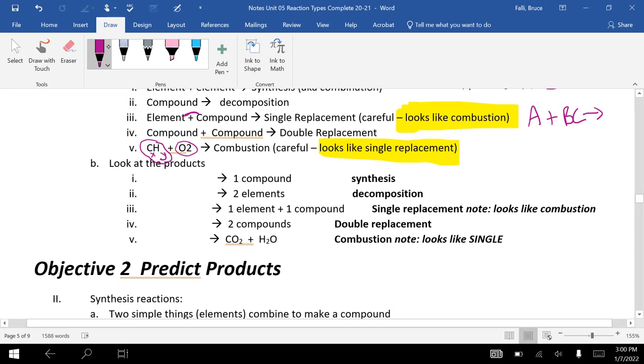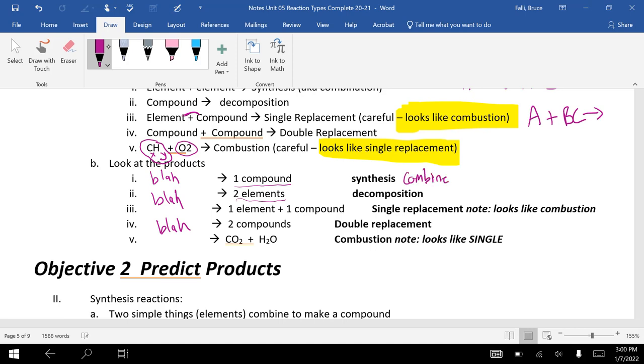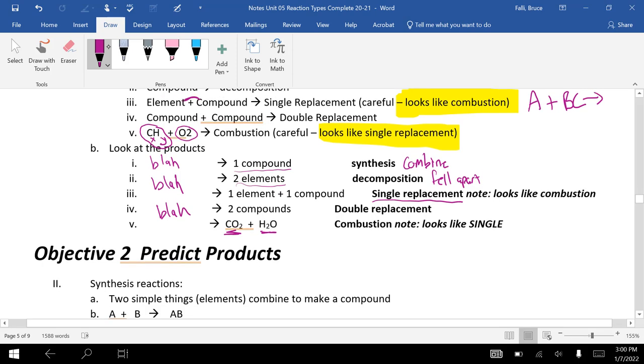All right. Another way to identify it is to look at the products. So we're not really looking at the reactants. If we just look at the products, if I have one compound, that's going to be synthesis. If I have two elements, that'll be decomposition, because that means it fell apart, right? Synthesis, I combined to make one. Decomposition, I fell apart. One element and one compound is a single replacement. That's the switcheroo. And then double replacement is the double switcheroo. And combustion has to be exactly CO2 and H2O. So combustion is very, very picky, okay? Combustion has to have CO2 and H2O.